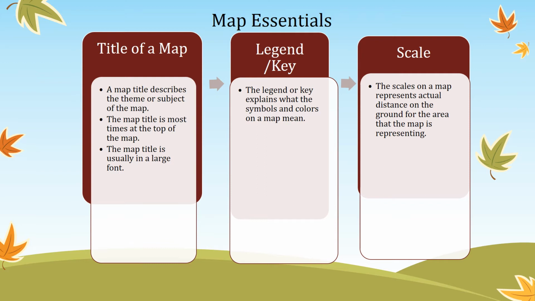Now, what does the scale do? The scale can be used to calculate distance between places on the map, and that is, it represents the actual distance on the ground, on Earth, that is, for the area that the map is representing. So you can utilize the scale to know what distance between different points will be on the ground in real life.